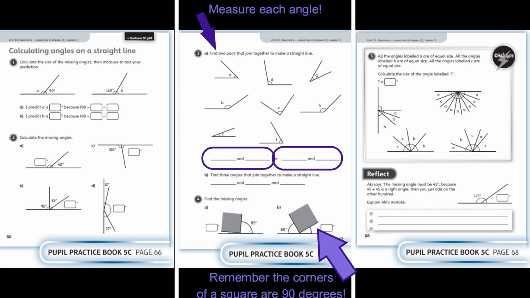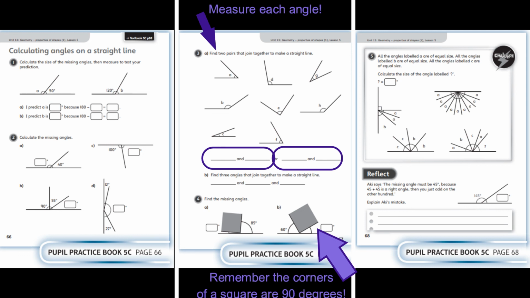Then there's the challenge. This challenge looks super tough, but when you figure out what it's asking you to do, it's really not that bad. Here's my tip to you, because they want you to figure out the value of the question mark angle. So notice they have 4 different straight lines with angles on them. Don't get confused because there's so much going on. Take it one step at a time.